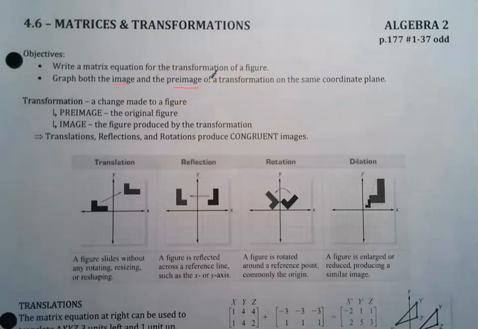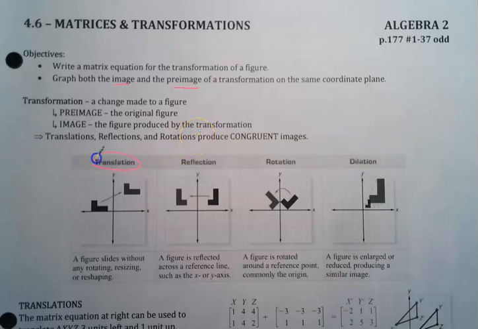All right, so let's recall. A transformation is a change made to a figure. The pre-image is the original figure. The image is the figure produced by the transformation. And so it would sometimes make more sense if it was like image and post-image, but it's not. Pre-image is your original. Image is after the transformation. Okay, so transformations include translations, reflections, rotations, and dilations.